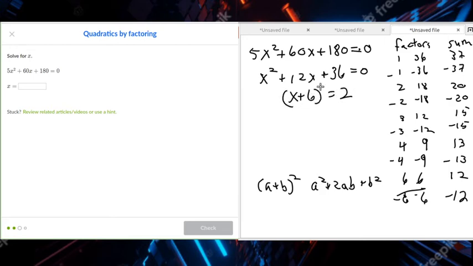So that's x plus 6 squared is equal to 0. Okay, I'm going to take the square root of both sides. I'm going to get x plus 6 is equal to 0, so x is equal to negative 6.